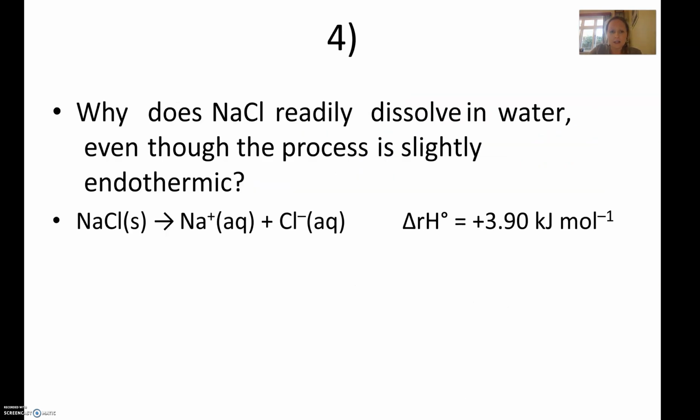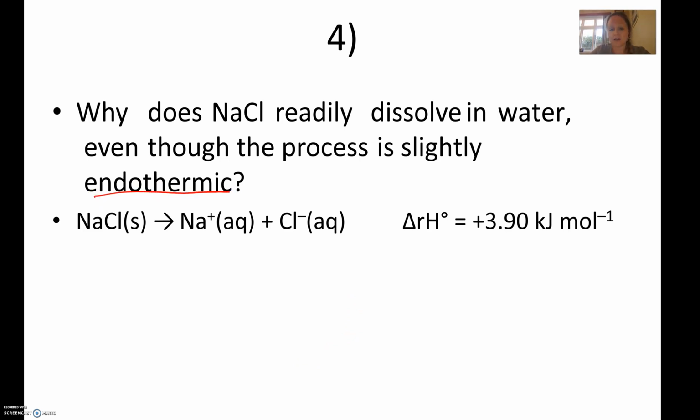Why does NaCl rapidly dissolve in water even though the process is slightly endothermic? You'll often see that they ask, it's endothermic, but it's still spontaneous, explain. They like to do this a lot. So let's start with the endothermic factor.